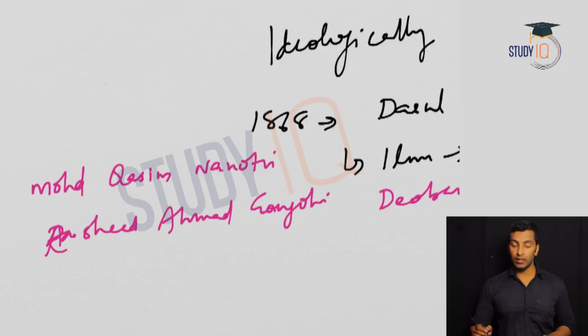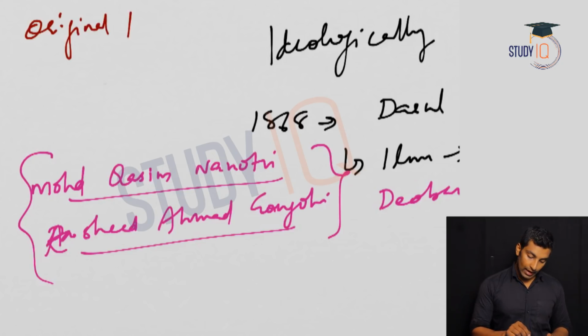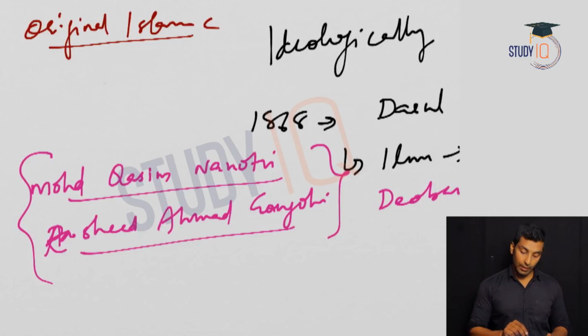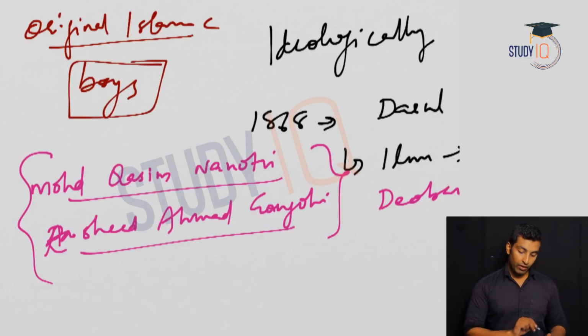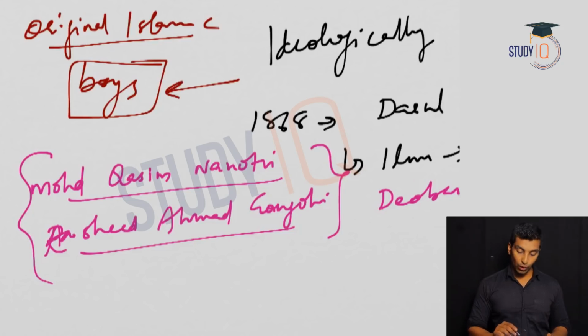So these are the two leaders who started the Deoband school, Muhammad Qasim Nanotvi and Rashid Ahmad Gangohi. Now, what is the objective of the school? The idea is to teach original Islamic scriptures to young Muslim boys. This is to be very clearly noted: when we discussed Sayyid Ahmad Khan and the institution he formed, I told you clearly that it was for both boys and girls. Here it is only for boys, and that's the difference.